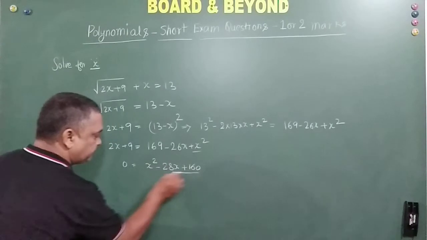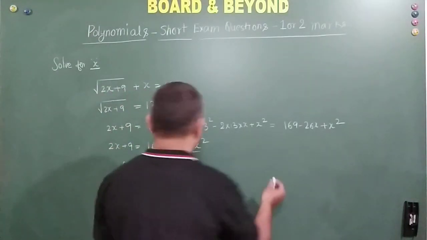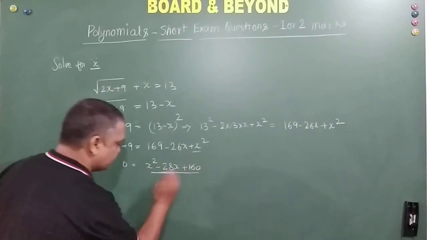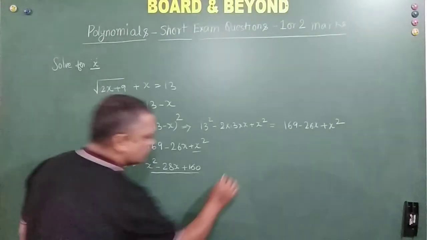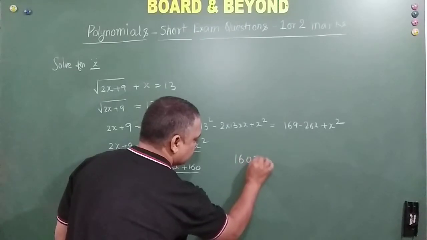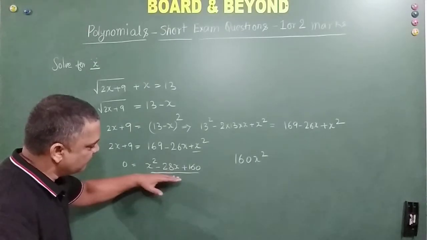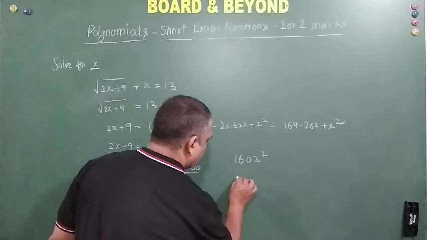So we need to factorize this, my friend. So x square minus 28x plus 160. The product of the first and last terms is 160x square. Let's do it here only. I need to break 160x square into two parts such that their sum or the difference is equal to minus 28. So how do we do that?